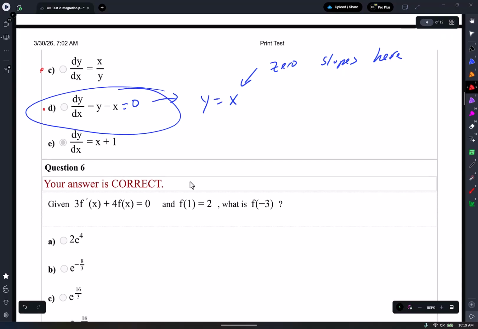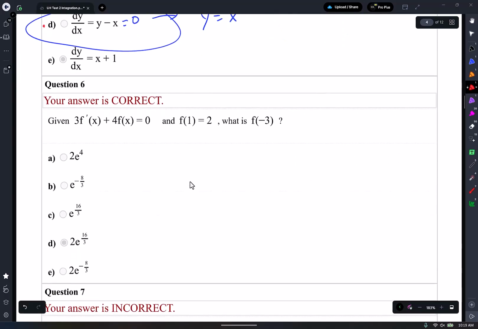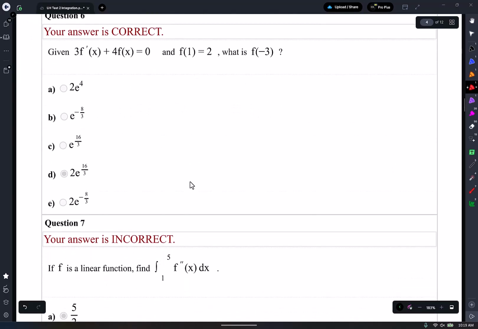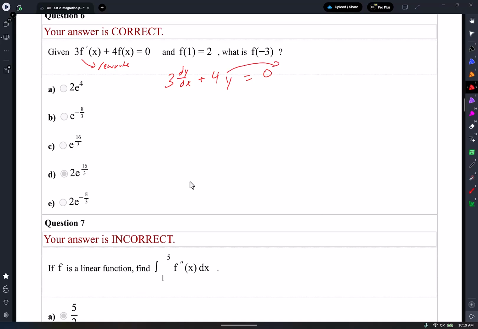How do we feel, guys? Do we feel okay? All right. The way to do this one, it's not necessarily a hack. I'm going to rewrite: 3 dy/dx plus 4y equals 0. When you do that, I'm going to move the 4y to the right. 3 dy/dx equals negative 4y. Are we still okay, guys?